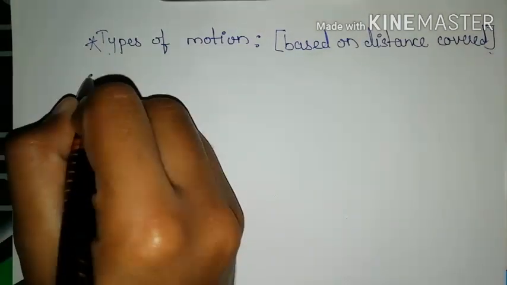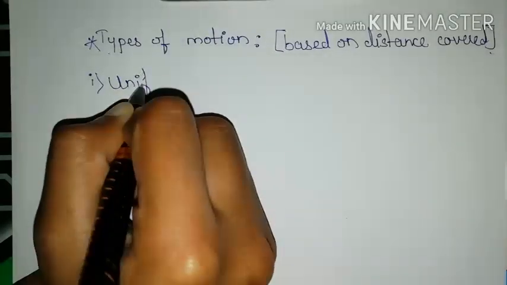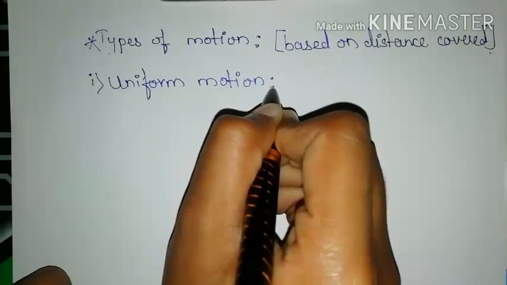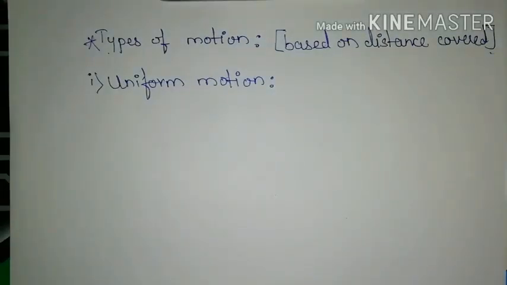The first one is uniform motion. In this kind of uniform motion, equal distances are covered in equal intervals of time. Say an object starts at 0 seconds. After 10 seconds it has covered 10 meters. Then next 10 seconds it has covered 10 meters. Next 10 seconds it has covered 10 more meters. So when an object covers equal distances in equal intervals of time, it is said to exhibit a uniform motion.